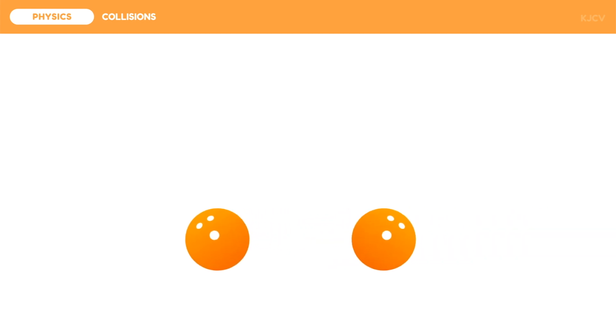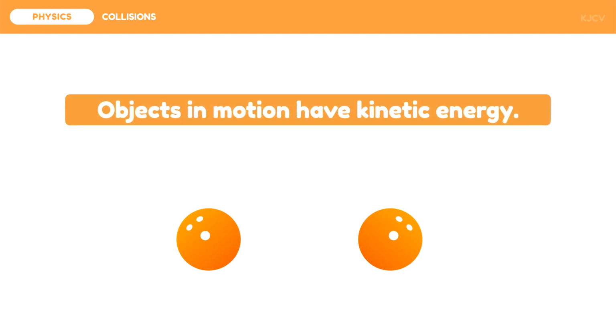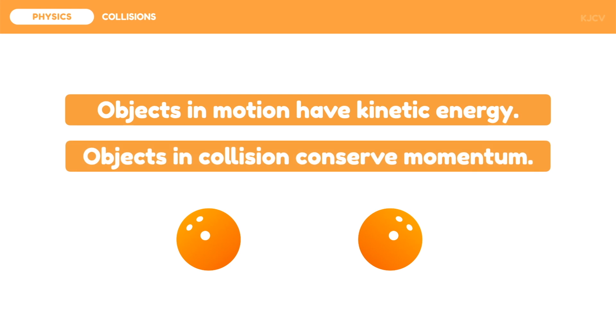We know that objects in motion such as these bowling balls have kinetic energy. We also know that for these objects to move, a certain force must be acted onto the object. The integral of a force applied to the objects is the impulse, which changed the momentum of the objects. However, even when in collision, these objects conserve momentum.